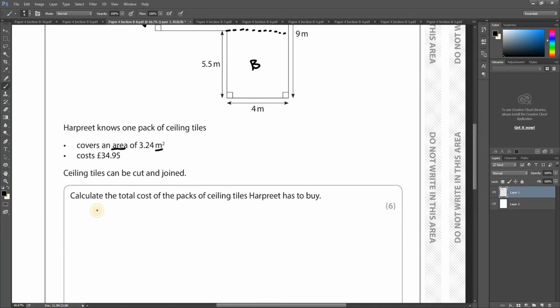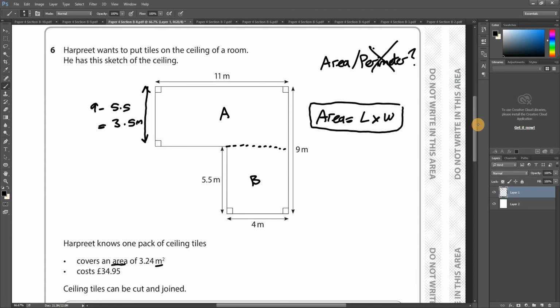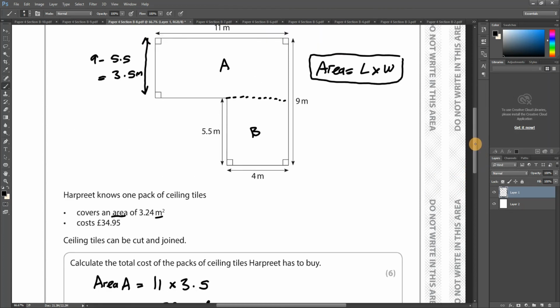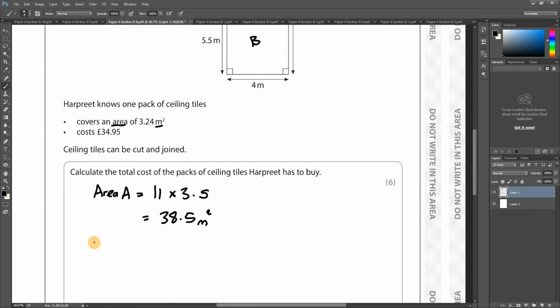So let's do area here. For area A is 11 times 3.5. Let's work that out on the calculator. And that gives me 38.5, and that's going to be meters squared. Okay, so that's area A done. What about area B? Let's work that out separately.